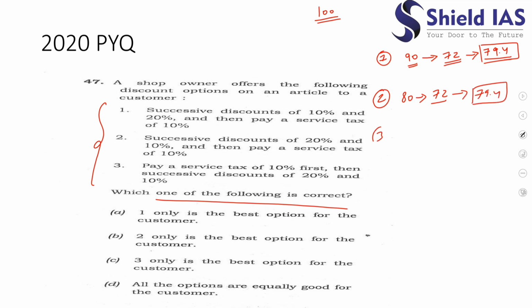In the third case, pay a service tax of 10% first, so it would become 110 because 10% of 100 is 10. Then successive discount of 20% and 10%. First 20% discount: 20% of 110 is 22, and 110 minus 22 would be 88. And then a 10% discount on 88.